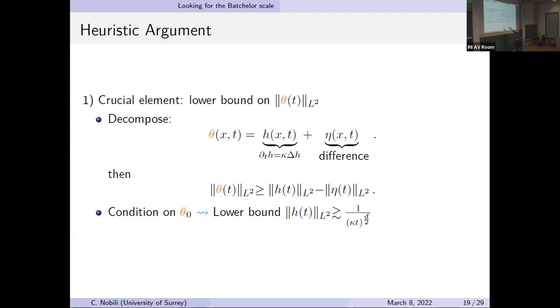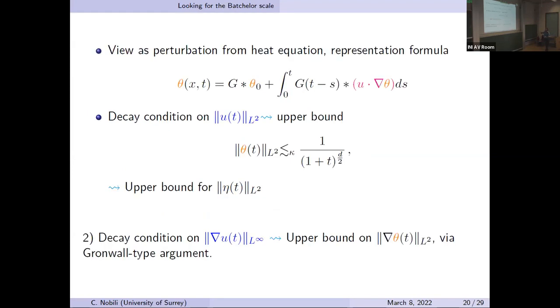Now, if you have reasonable conditions on theta 0, it's very easy to find a lower bound for H, so for the heat equation. Believe me, I will explain later. And then for doing the rest, we can use the representation that we have. So we can see theta as a perturbation from the heat equation, and write down this representation in which you see that the Green function is convolved with u grad theta.